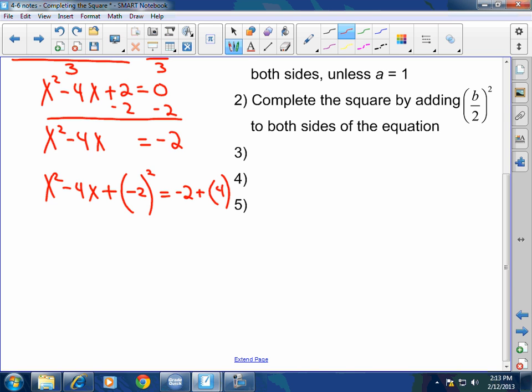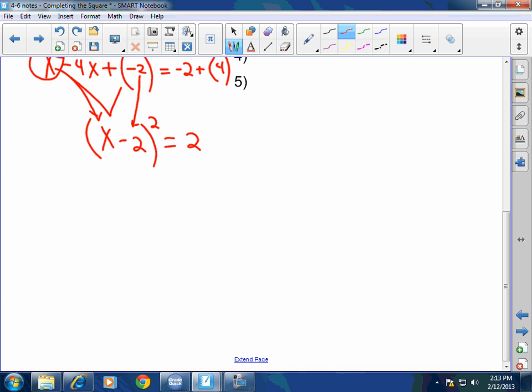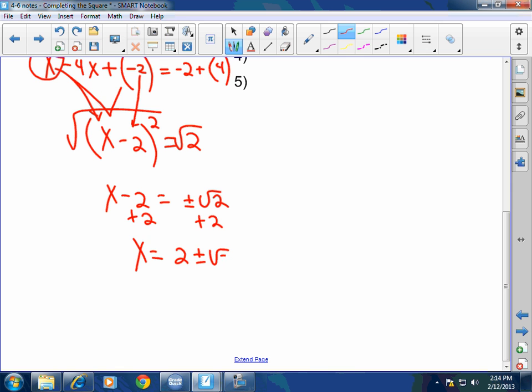Now, guys, what does this turn into? X minus 2. Remember, square root of the first term, and then whatever is inside of the b over 2 squared. Equals negative 2 plus 4? It's 2. Now it's Mickey Mouse time. How do I get rid of that power of 2? Square root. So I got x minus 2 equals plus or minus the square root of 2. Add 2 to both sides. Ding dong, the witch is gone. 2 plus or minus square root of 2 is your answer, sir.